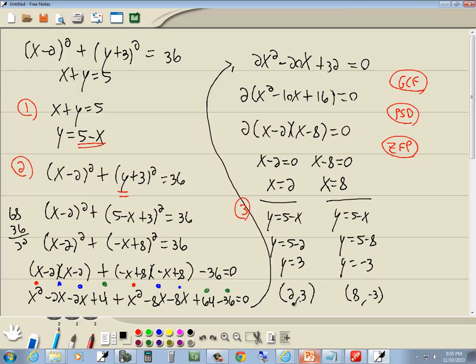Now if I check these, 2 and 3. 2 plus 3 is 5, that checks. 2 minus 2 is 0, that's gone. 3 plus 3 is 6, 6 squared is 36, so that one checks. If I put the 8 and −3 in there, 8 minus 3 is 5, that checks. Put 8 here and −3 here, −3 plus 3 is 0, that drops away. 8 minus 2 is 6, 6 squared is 36, so that one checks. So those are our answers.